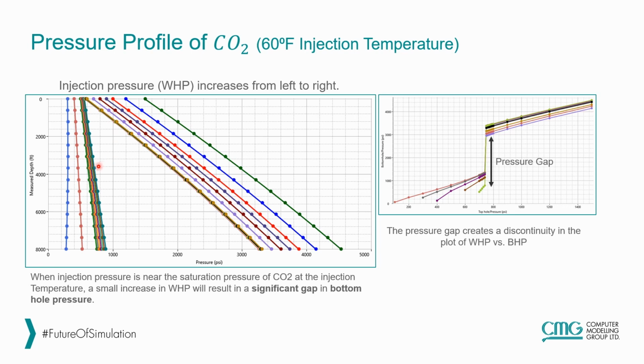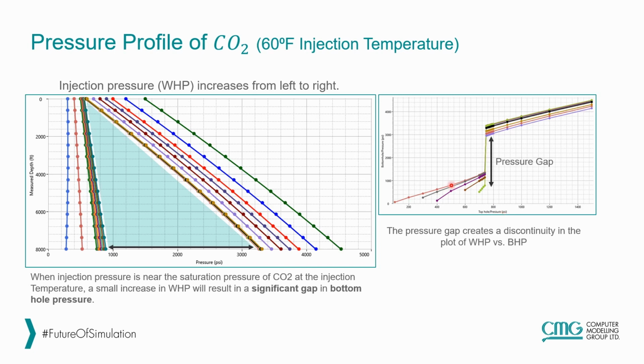On this plot, we see the pressure profile of CO2 at different injection pressures. On the left-hand side plot, the vertical axis is the measured depth and the horizontal one is pressure. And from left to right, we are increasing the injection pressure. Here we see that when we are around the saturation pressure of CO2 at the injection temperature, which is 60 degrees Fahrenheit here, then suddenly a huge gap is happening at the bottom hole, and the bottom hole pressure is increasing suddenly.